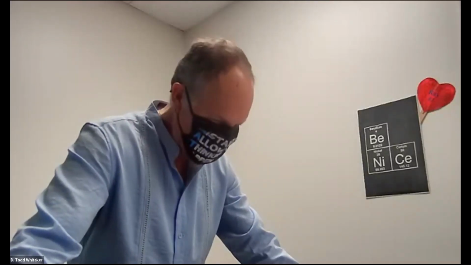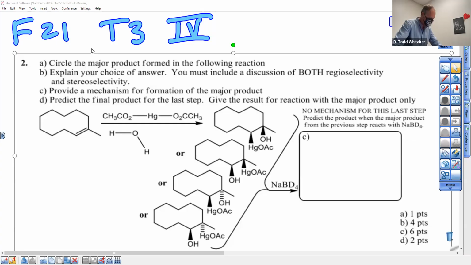Welcome to Test 3 review. We had a request for Fall 21. Test 3, Part 4, Question 2, the mechanism. Circle the major product formed in the following reaction.